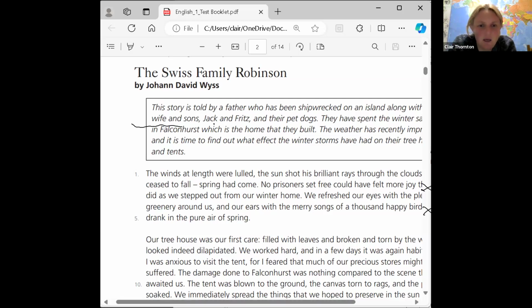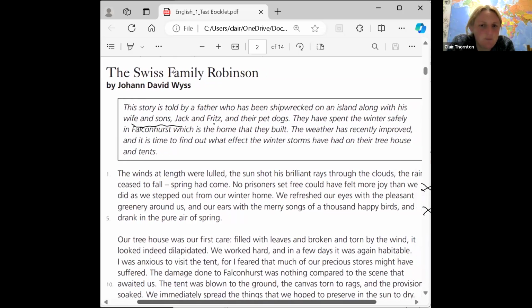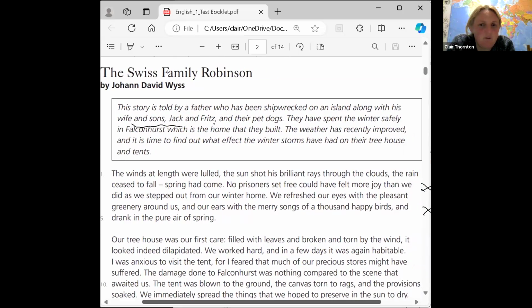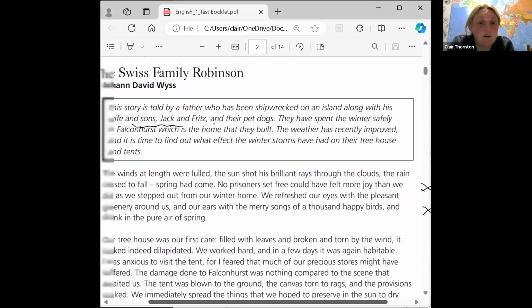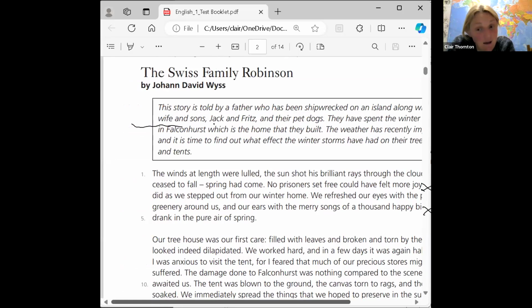Well, if we go back to this bit here and we look at the first bit, they spent the winter, which the weather had recently improved, and it is time to find out what effect the winter storms have had. So they have had winter storms. They have had rain, okay? And we know for several reasons. Firstly, obviously, the winter storms had finally stopped, but the rain ceased to fall, spring had come. So clearly the rain had been falling a lot. And therefore, perhaps that's why we've got a couple of references to water in that.